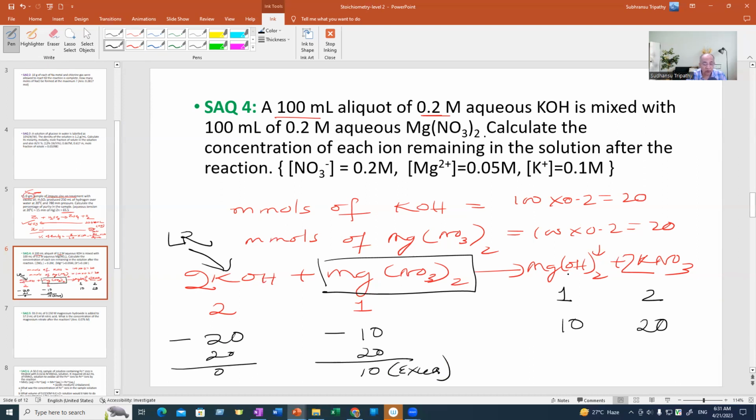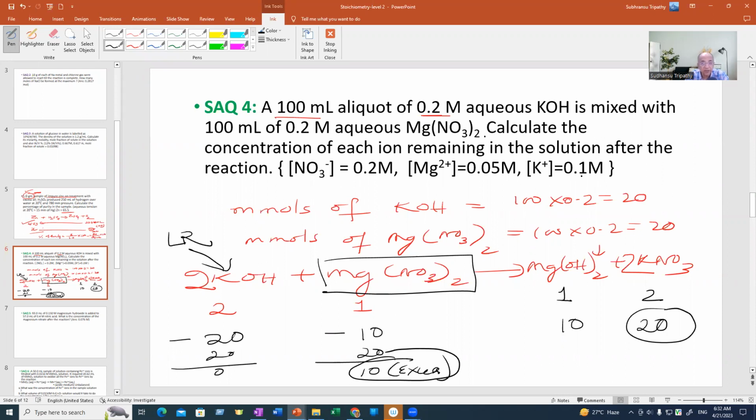And this will not produce any ion. This is insoluble, and we presume now that it will not produce any ion. So this 20 will produce ion because this is an ionic compound. All nitrates are soluble, and here also all nitrates are soluble. So these are the two species which will produce the ions, and we are asked to find out what is the concentration of the remaining ions. What is the concentration of each ion remaining in the solution after reaction?